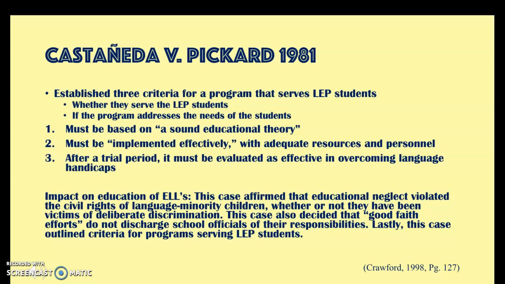While the district court ruling was against the Castañedas, the United States Court of Appeals for the Fifth Circuit ruled in favor of them. This led to the creation of a three-part assessment that determined how bilingual education programs would be held responsible for meeting the requirements of the Equal Educational Opportunities Act of 1974.